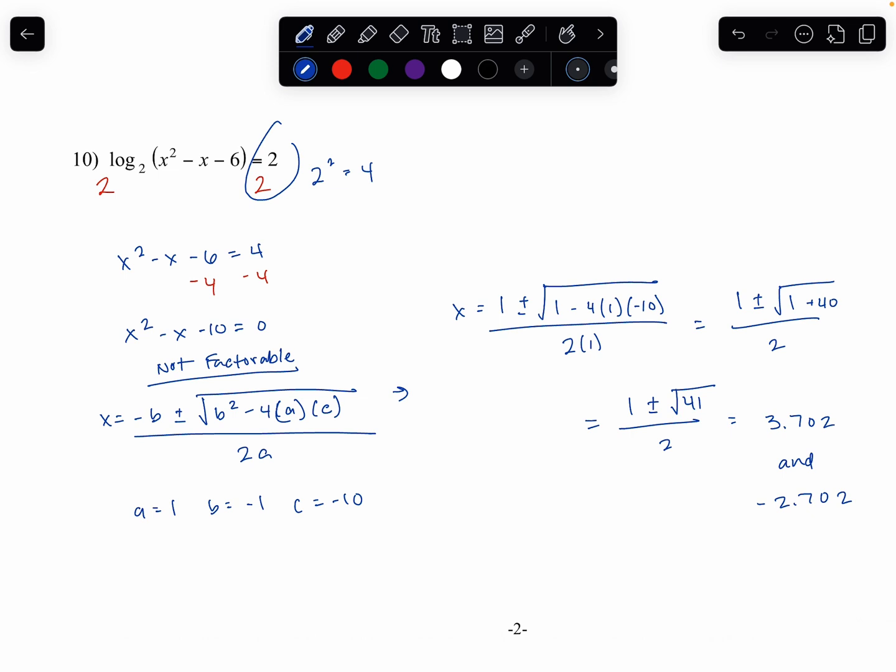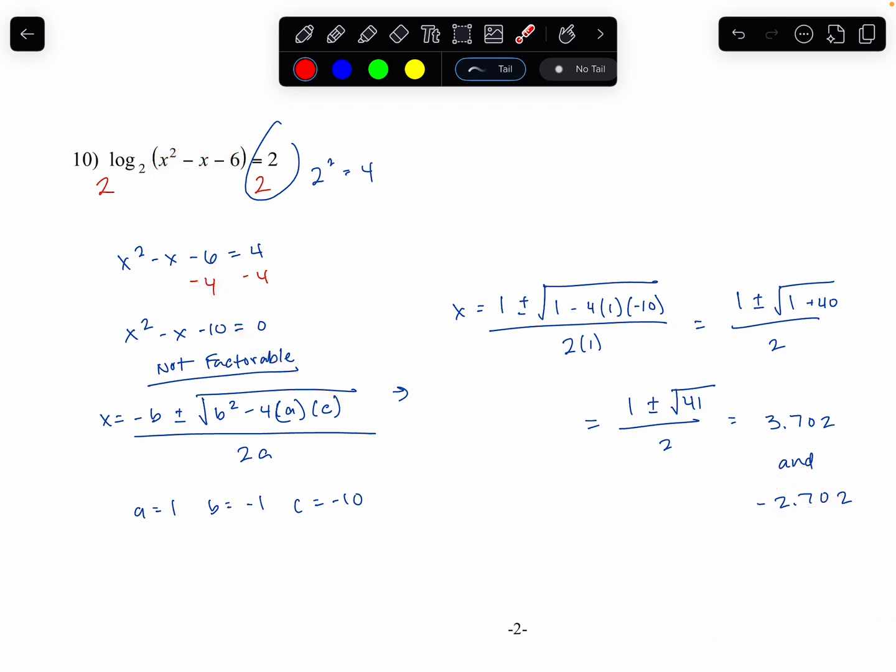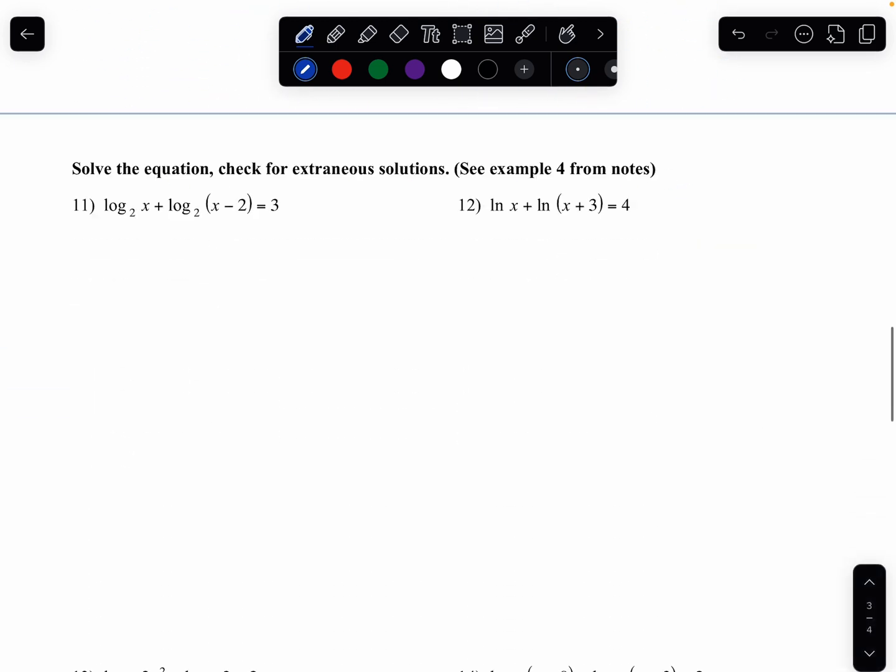So I'm going to plug this number into that right there. Basically, I'm checking to make sure that this number becomes positive because you can't take the logarithm of a negative number. So let's try this. We'll do that squared minus negative 2.702, and then minus 6. And again, I'll get 4. So if I plug this in right here, I get 4, which will end up being 2. So it checks out. Both of those solutions will work.